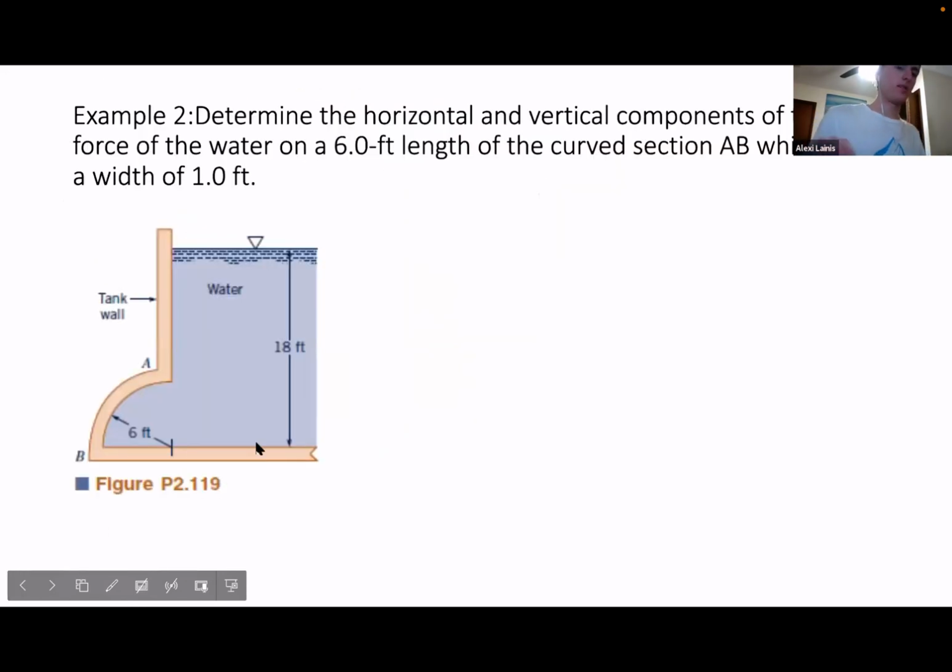Okay, so in this example, we have something pretty similar. We have, again, this weird quarter circle shape, and we're going to determine the horizontal and vertical components of the force of the water on a 6-foot section length of the curved section AB, which has a width of 1 foot. So I'm just going to grab my notes here.